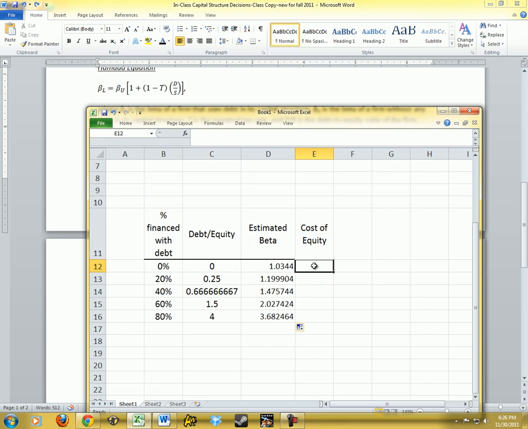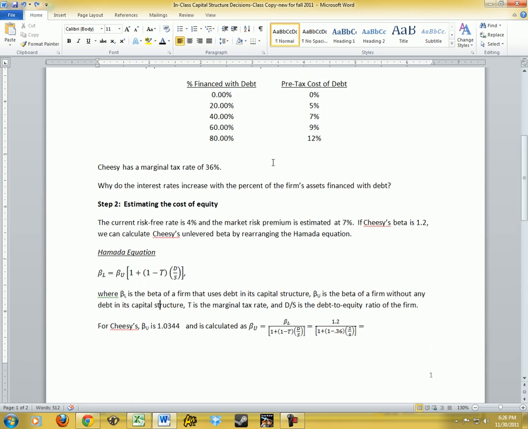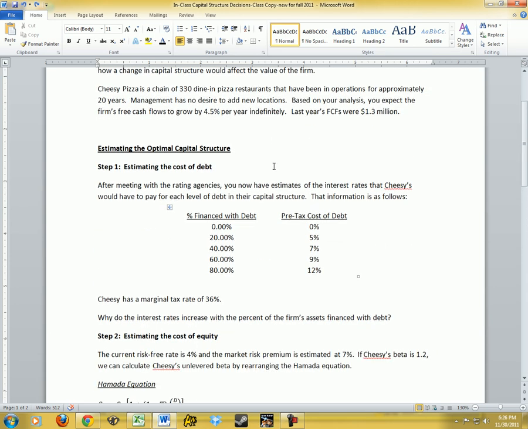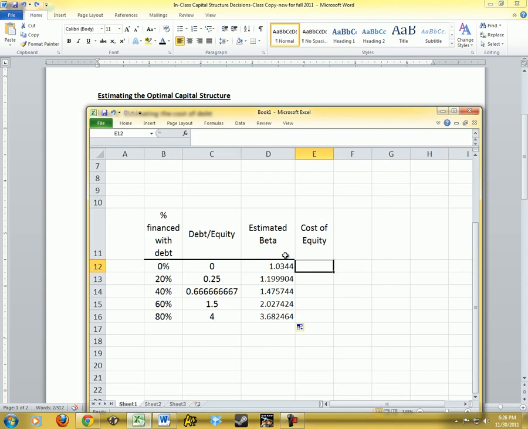For our cost of equity, we're going to use the CAPM model, and our risk-free rate is given on here. The risk-free rate is 4%. The market risk premium is 7%. So the cost of equity is easy to calculate. It's equal to the risk-free rate of 4% plus the market risk premium of 7% multiplied by beta. So in the first case, it's 11.24%.